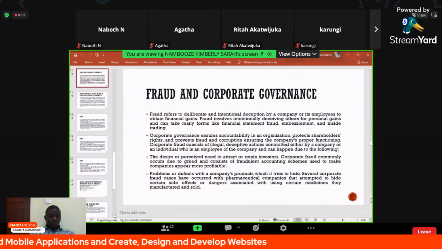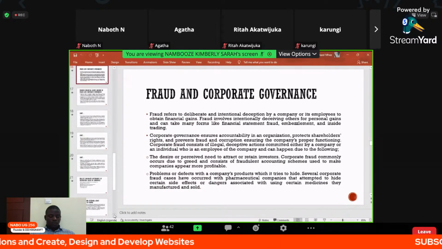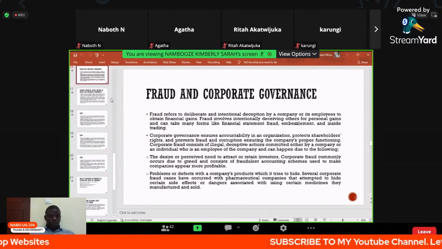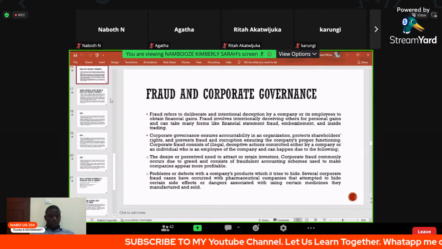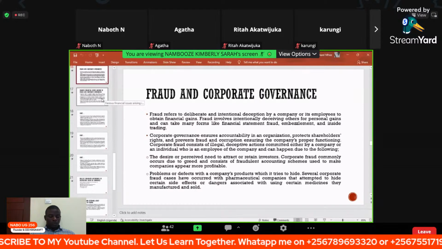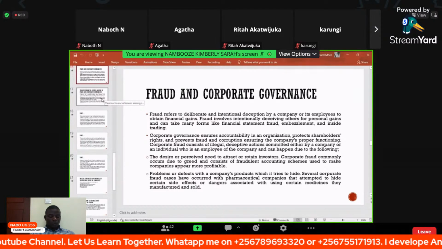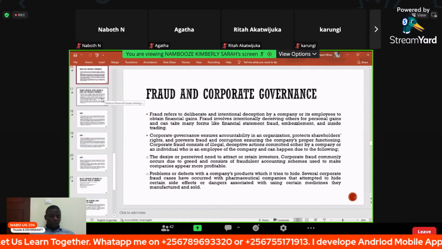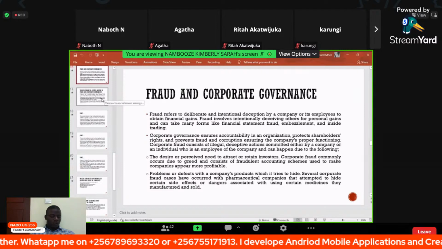Then the second one could be problems or defects with a company's products, which it tries to hide, may lead into fraud. Several recent corporate fraud cases have occurred with pharmaceutical companies that attempted to hide certain side effects or dangers of using some of their products.